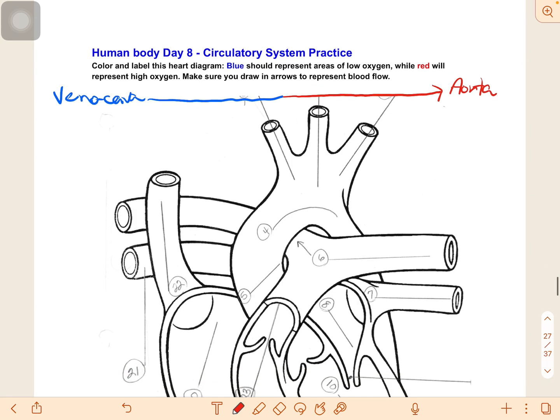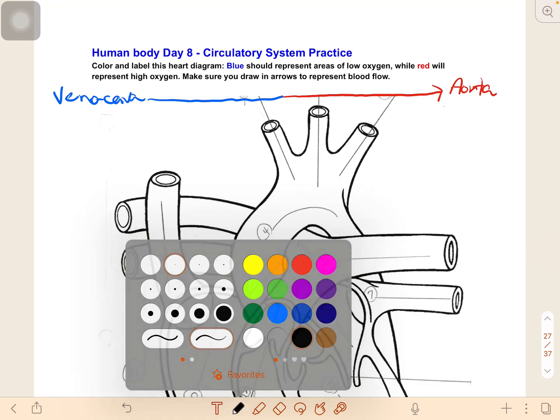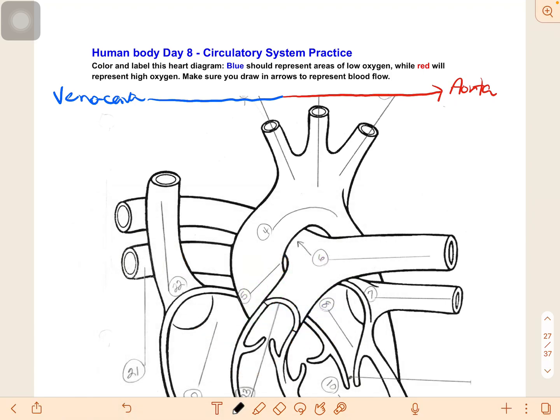So just like I did with everyone else, I started you guys off with this diagram by showing you this is 1A, and this is the superior vena cava. One thing that you also should do in your drawing is to highlight, using your highlighter, the areas that are blue for deoxygenated areas.